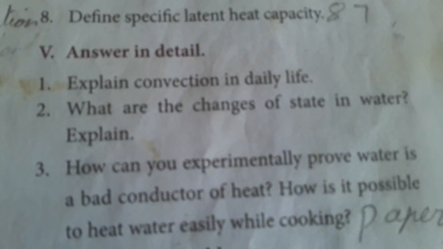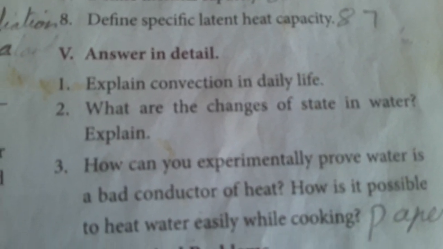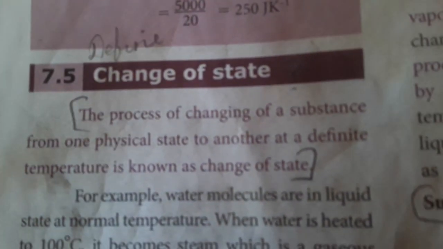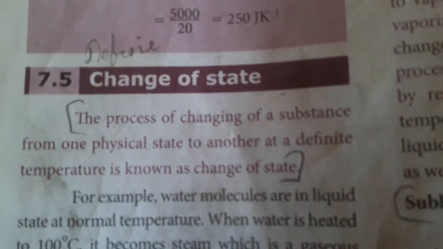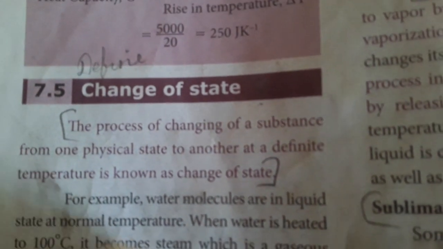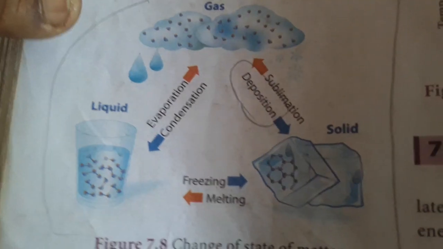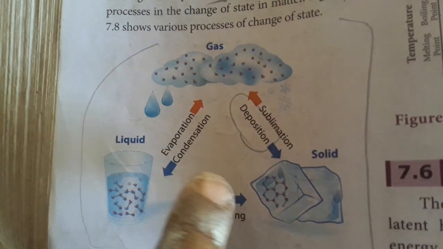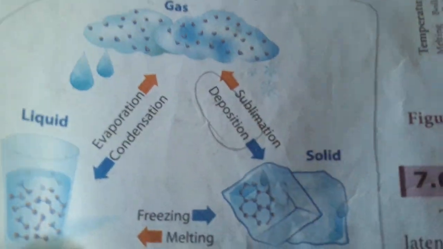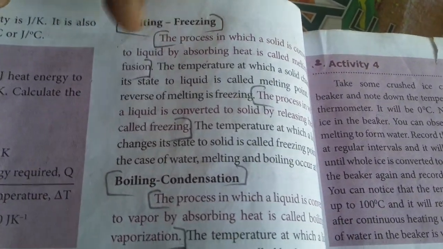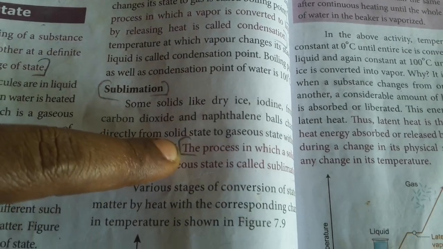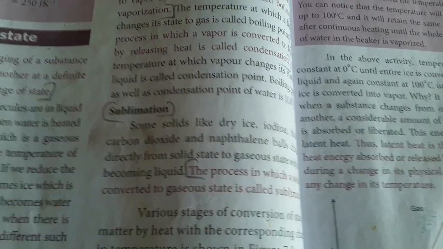Roman letter 5, second question, what are the changes of state in water? Explain. Page number 86. The process of changing of a substance from one physical state to another at a definite temperature is known as change of state. After the definition, draw this diagram. This diagram you have to draw. Then just heading, melting and freezing. Write the two definitions. Then boiling, condensation. Then write this. Then sublimation. Write this definition. That's all for this answer.